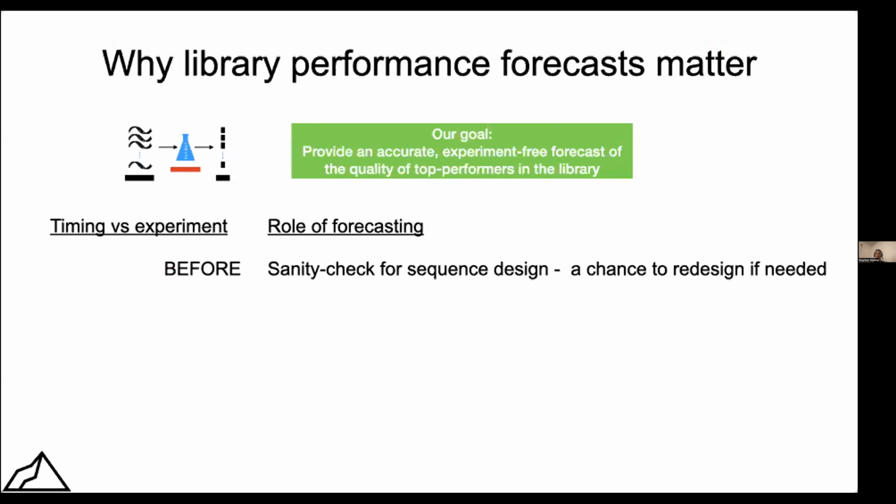Before we've done the experiment, maybe after we've done the initial computational design but haven't finalized it yet, it can serve as a sanity check for sequence design. We typically have some sort of qualitative or even quantitative sense of how well we think the design should be doing. If the forecast is really out of sync with that, that suggests our expectations may be wrong. We need to redesign, or at least investigate what's going on.